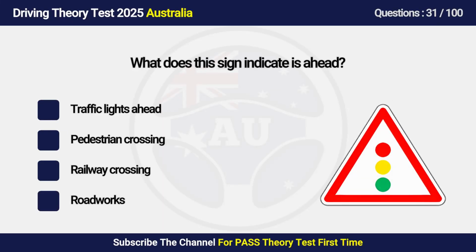A. Traffic lights ahead. B. Pedestrian crossing. C. Railway crossing. D.